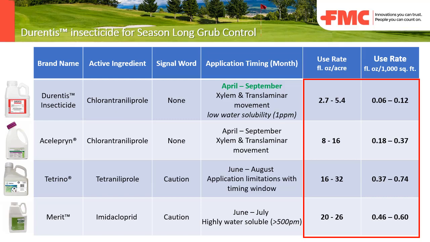120-day control of turf caterpillars and season-long control of billbug and white grub species can be achieved at 4 fluid ounces per acre, which falls in between the grub rate range listed.